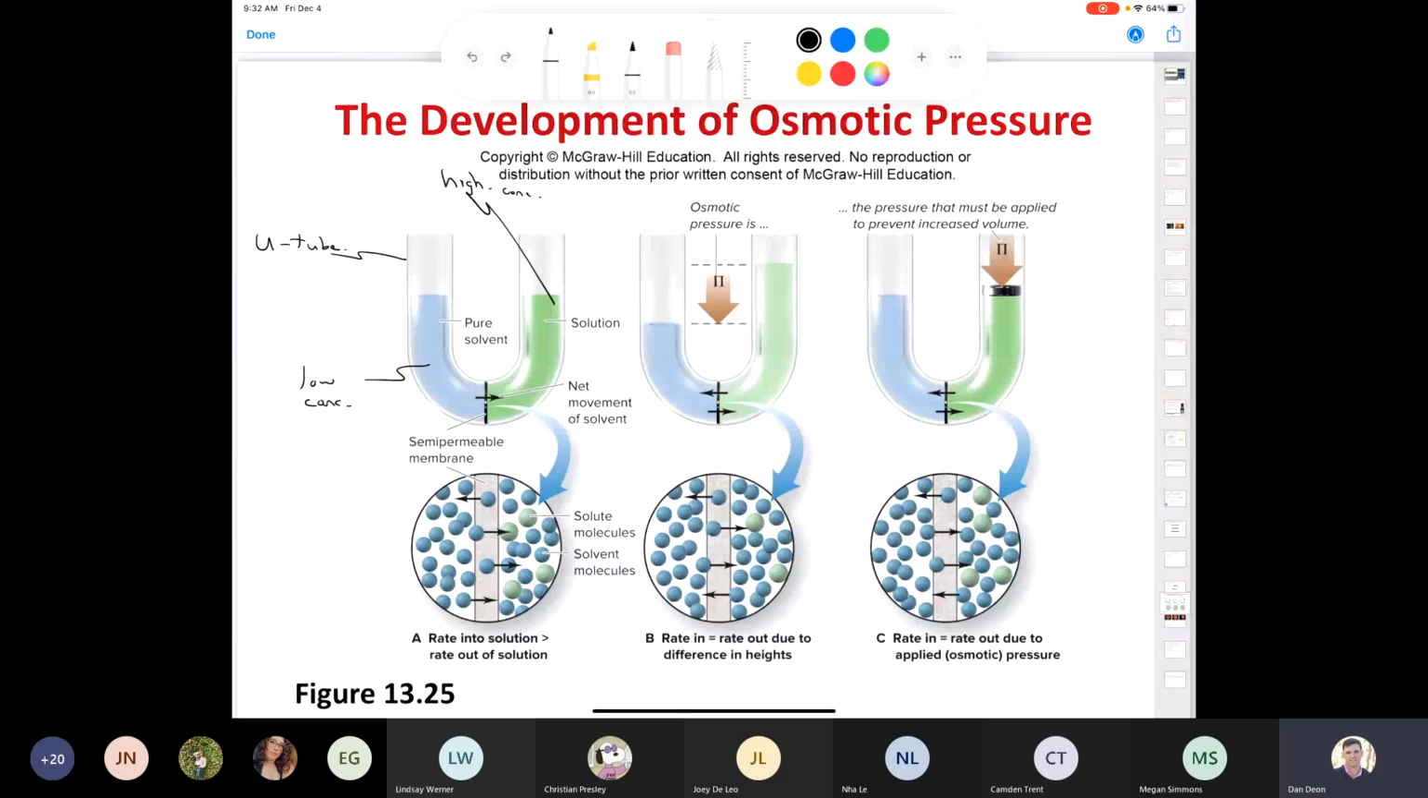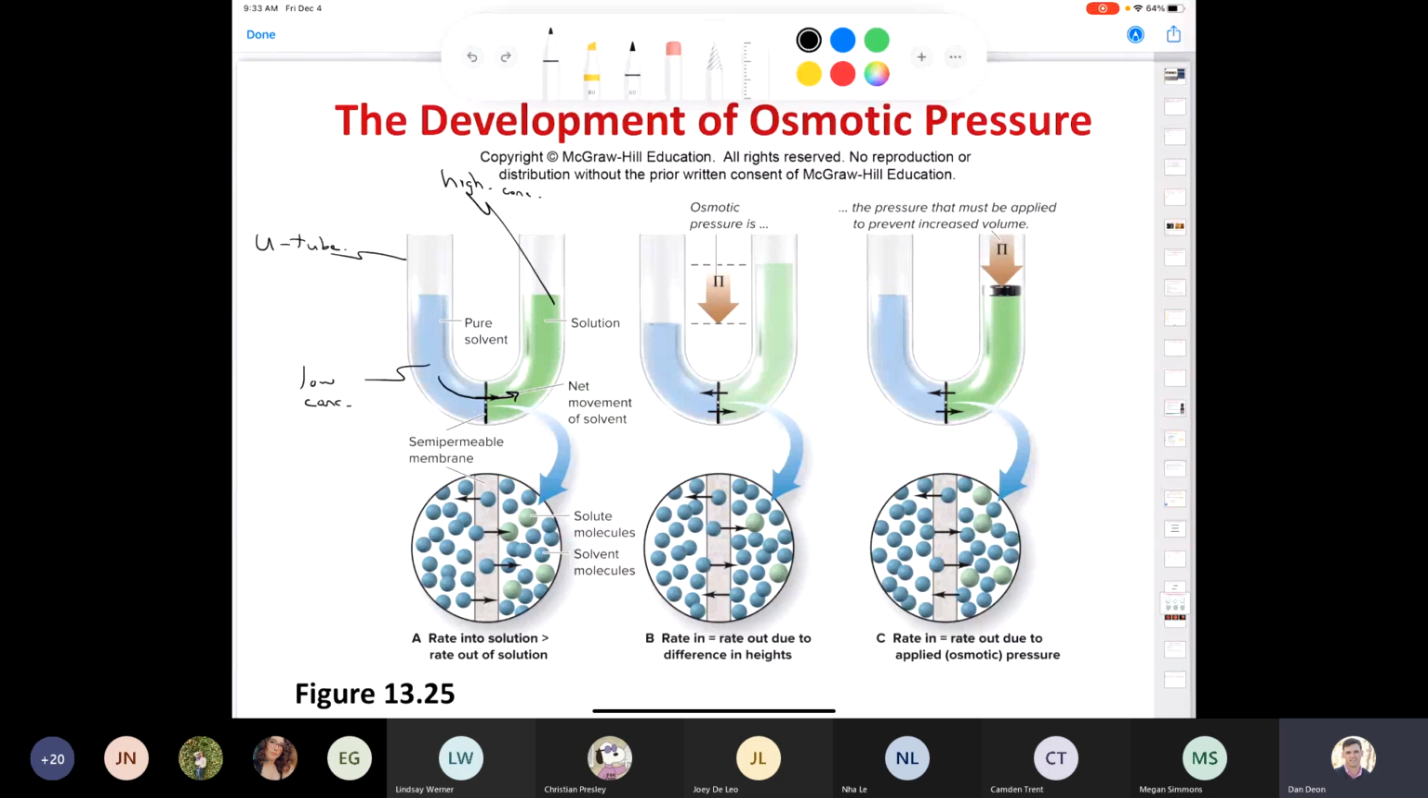But what we're going to see is that the solvent particles are going to move into that solution, okay? And it's actually going to resist the atmospheric pressure, right? Because you're like, well, here it's higher than here. Yeah, it is, okay? But it's because of that flow, okay?